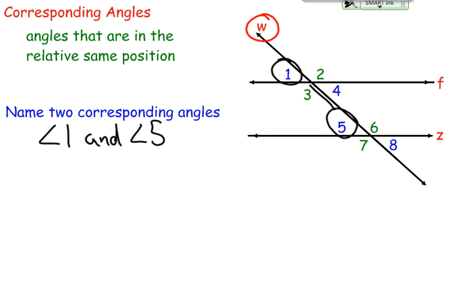Go ahead and use this picture and name two more corresponding angles based upon what you just learned from this example. All right. After you finish that, make your way to part 2 to learn about the last two major concepts in this lesson.